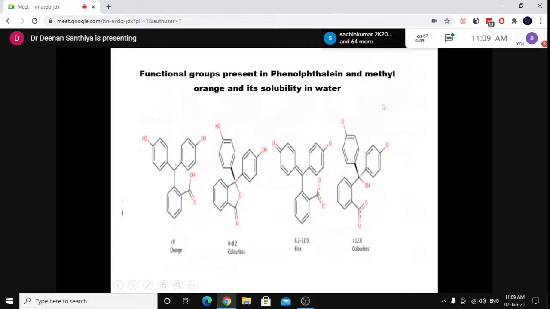Okay, so in the same way, it is shown here in a different way, how the color can change and how resonance can happen. You can all go through this.